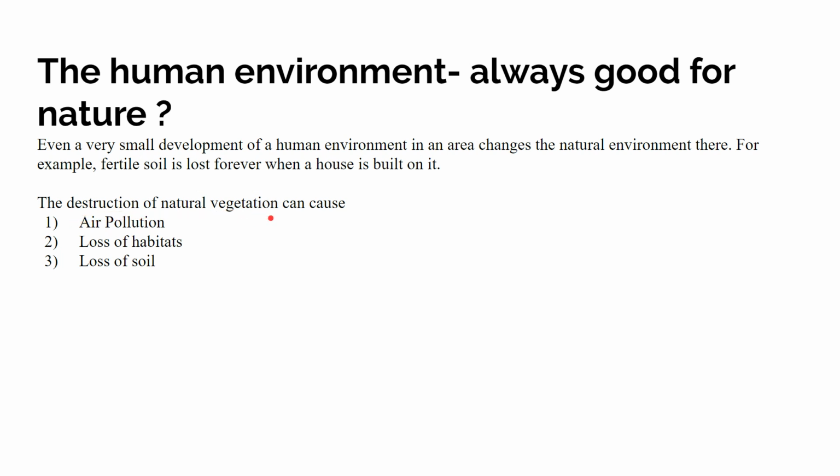So destruction of natural vegetation, we have already discussed, can result in air pollution, because for example, if we have fewer trees, we have more carbon dioxide and other pollutants, and we have less oxygen as well. Then loss of habitats, because these forests are habitats for many organisms, and when we destroy them, we destroy their places, their shelter. And then loss of soil, because we already know roots are important to hold the soil, and when we have no roots, no plants, then this soil can easily be eroded. We have already discussed all these three points in the chapter on natural vegetation.